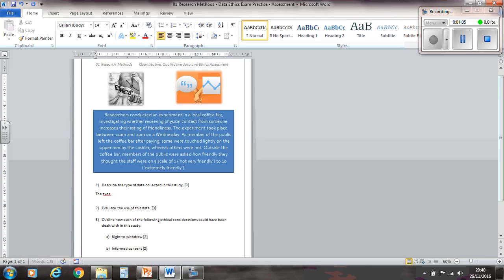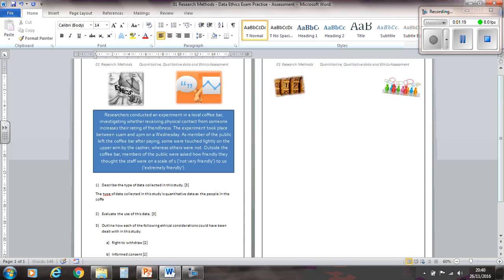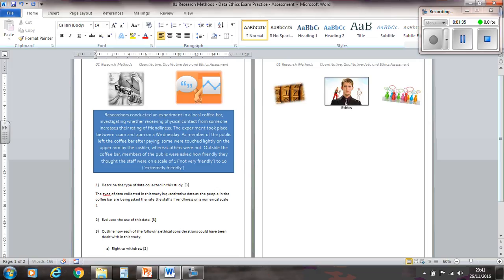So the type of data collected in this study is quantitative data as the people in the coffee bar are being asked to rate the staff's friendliness on a numerical scale (1 not friendly to 10 extremely friendly).